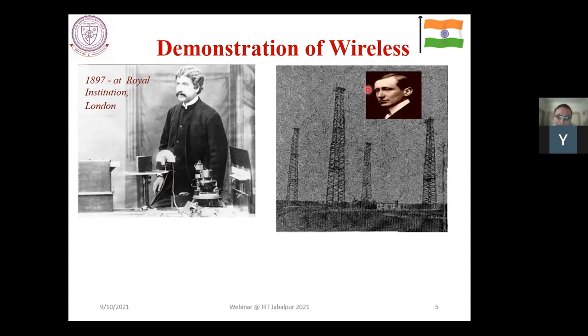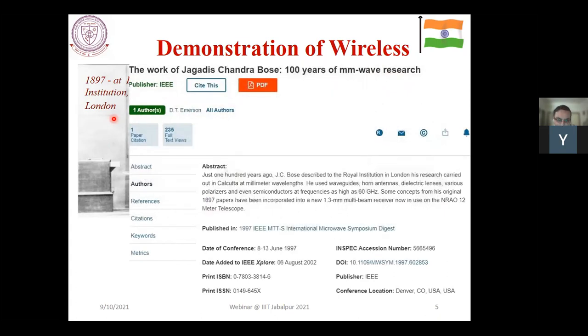On the other hand, Marconi had done communication in those days. Just think, in the 1890s, India was not politically independent, and still he was invited to the prestigious Royal Institution in London in 1897. Exactly after 100 years, here I am showing you a snapshot from what is considered one of the toughest conferences in this area, where to this date the acceptance rate is not more than 30%.